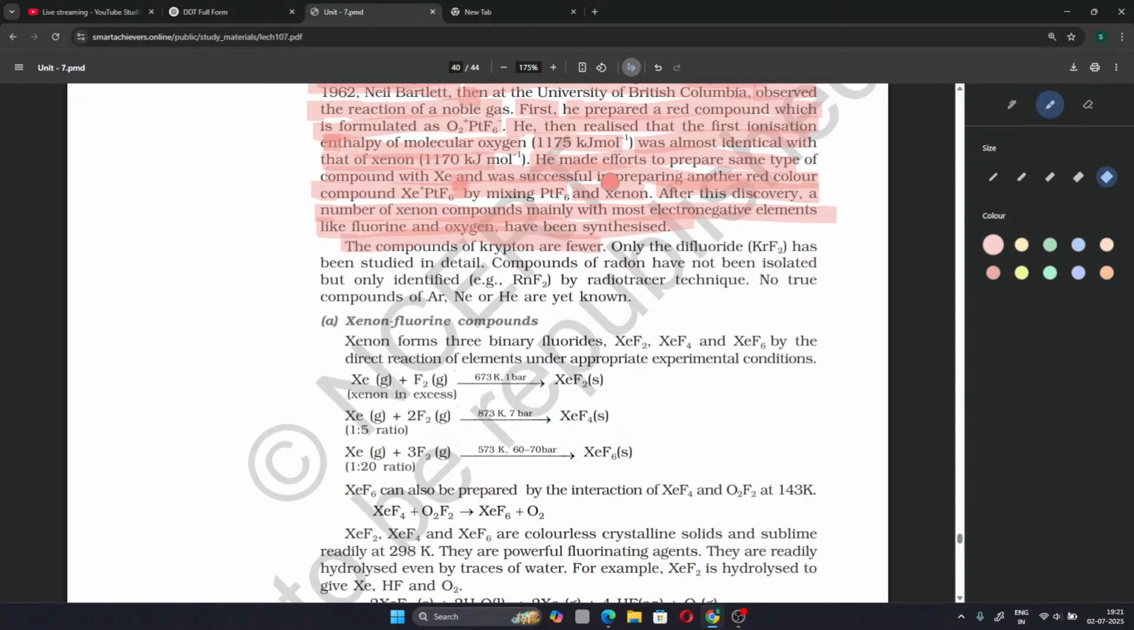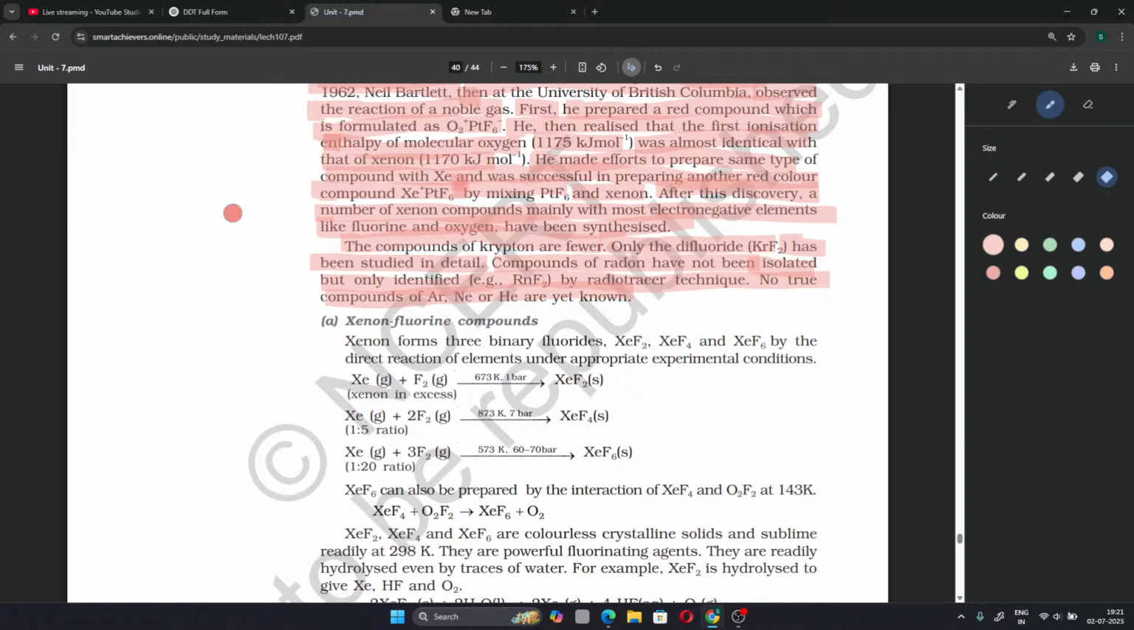The compounds of krypton are fewer. Only the difluoride, krypton difluoride, has been studied in detail. Compounds of radon have not been isolated but only identified, radon fluoride, by the radiotracer technique. No true compounds of argon, neon or helium are yet known.